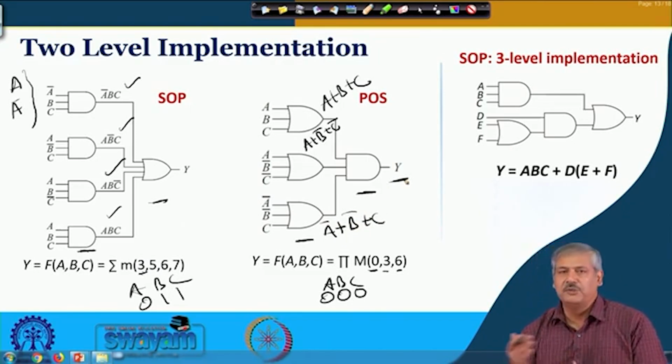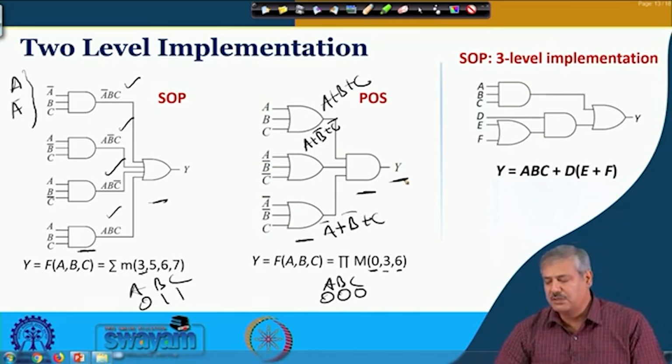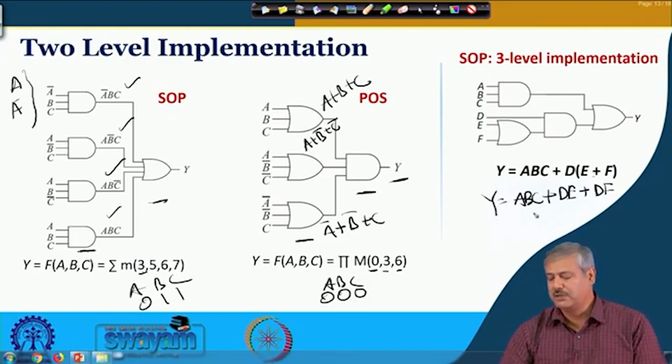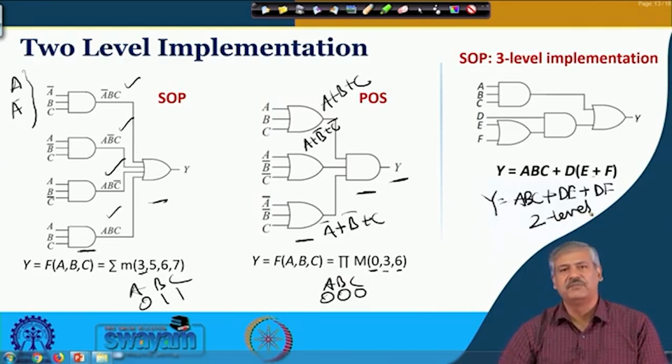And what could be a multi level implementation? Here is just an example of a 3 level implementation. A, B, C, D is ANDed with the summation of E and F. So, E and F are summed up, then this is there. You can see 3 stages are there, so this is a 3 level implementation. You could have made a 2 level implementation by expanding it, just ANDing it following the distributive law, D, E and D, F. This would have given you a 2 level implementation.